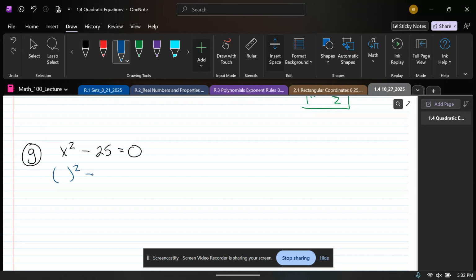So I'm thinking what squared minus what squared. So what squared is going to get me x squared? x. What squared is going to get me 25? 5. Now, because I can rewrite it like that, that's a difference of squares. So my factors, one's x plus 5, the other one's x minus 5.